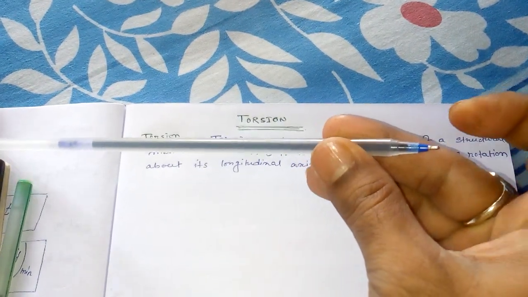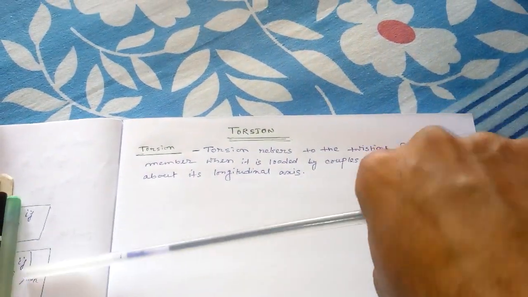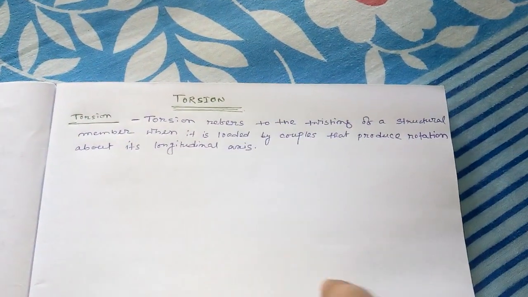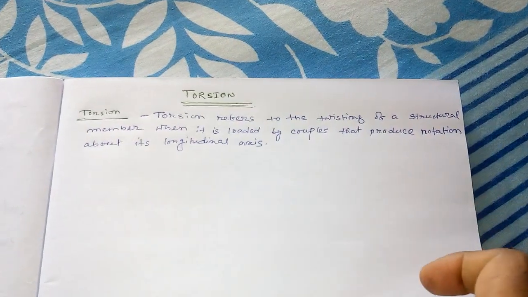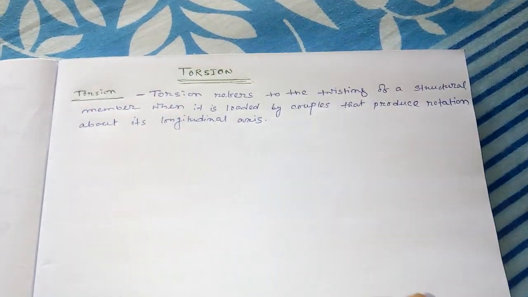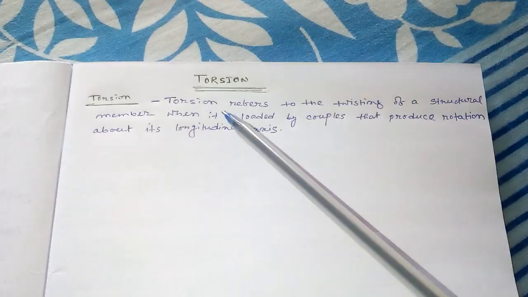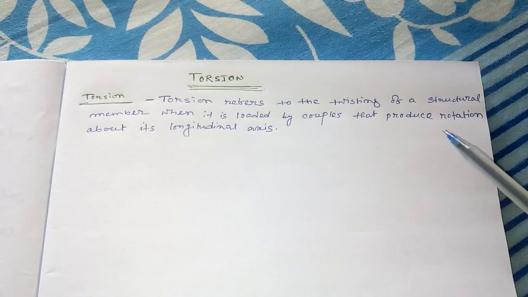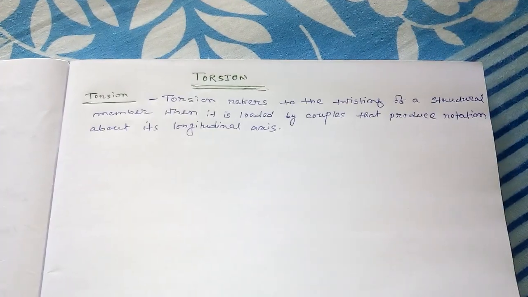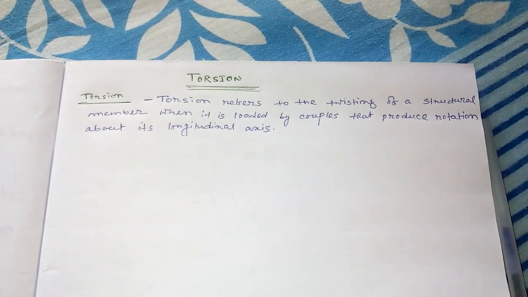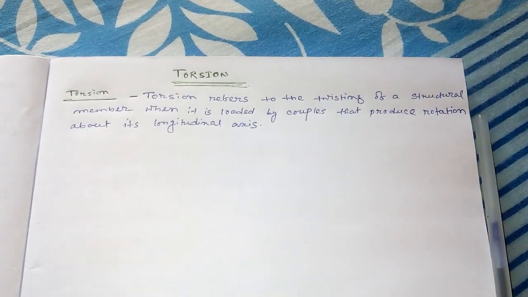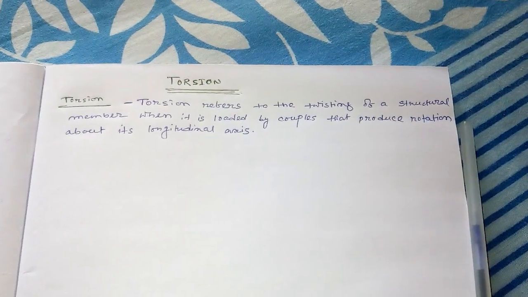If this end is fixed and at this end we are applying one moment with respect to this axis, it will twist the pen. This type of couple or force which twists a member is called torsion. So basically torsion refers to the twisting of a structural member when it is loaded by couples that produce rotation about its longitudinal axis, right?